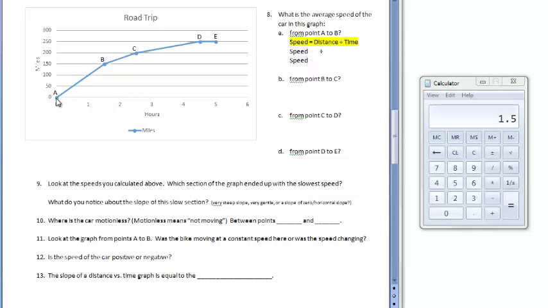We start at 0 miles. When we get to B, we are all the way up at 150 miles. So to find the distance that we traveled from point A to B, you need to decide how many miles did we travel when we went from 0 to 150.